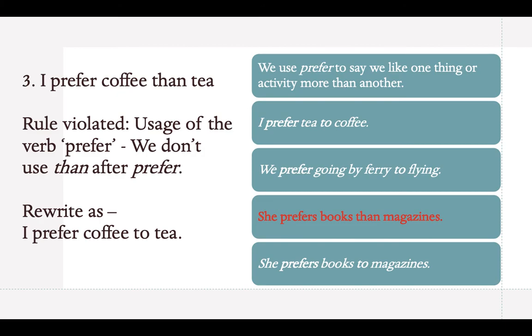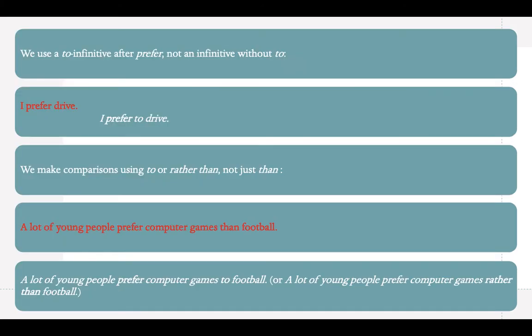She prefers books than magazines is wrong. She prefers books to magazines. So prefer should be followed by to. Now, a little more advanced usage of prefer. Now, after this prefer, a very commonly made error is to avoid that to.